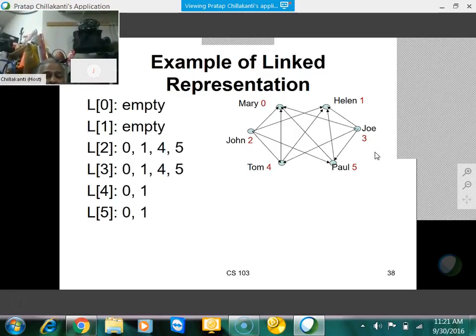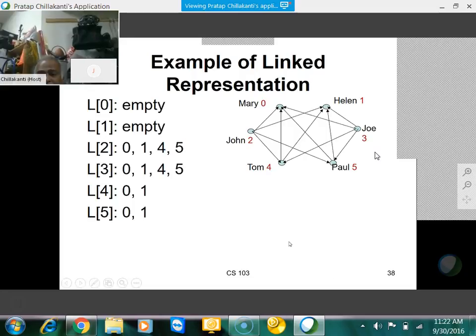Let's look at L2. L2 has directed edges going to node 0, node 1, node 4 and node 5 from the graph. So you just list them in a linked list: 0, 1, 4, 5. There is no particular order. Same thing for L3, L4, and L5. So that is the adjacency list representation. The list is a linked list basically.